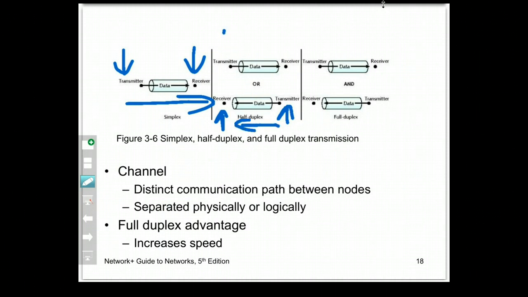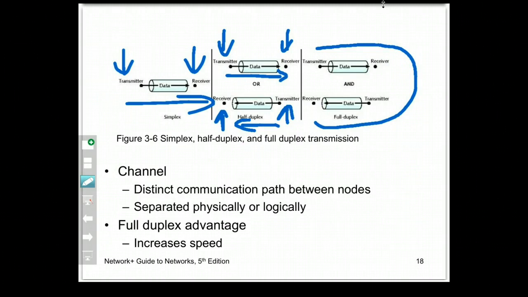Same thing here: transmitter, receiver, data flowing through. As you can see, the thing that's alike in all of these is that all of them have a transmitter, all of them have a receiver, and you have data flowing. Now when you get to the last one, full duplex, you have basically this going on: transmission, receiver, transmission, receiver. It just keeps going around and around all the time, okay? Continually flowing.